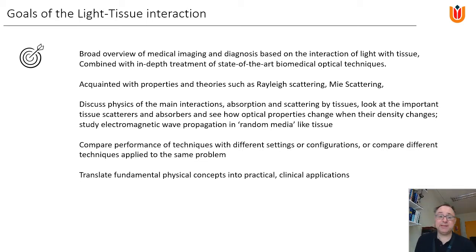Before we can do that, we need to get ourselves acquainted with optical properties and optical theories, such as Rayleigh scattering and Mie scattering. We need to discuss the main interactions of light with tissues, such as absorption and scattering, and look at important tissue scatterers and absorbers, and see how their optical properties may change when we change their densities. For example, if we add more molecules or keep adding more molecules, how do the absorption and scattering properties change? We need to study electromagnetic wave propagation in tissue, in random media, tissue-like random media.